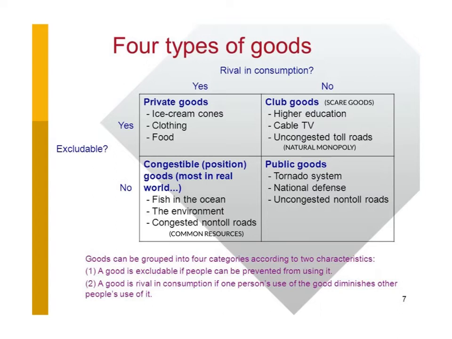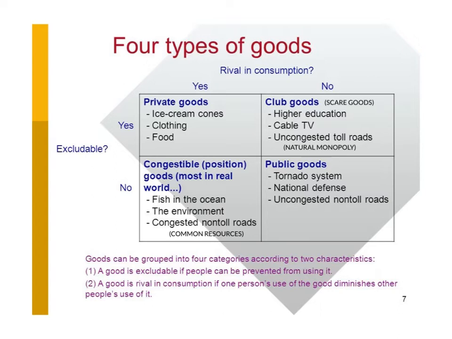Let's look at the four types of goods individually. First of all, private goods. And private goods would represent pretty much most of the goods that you and I consume. A private good is both rival and excludable. Therefore, if the good is both rival and excludable, it is considered to be a private good. That is why most private goods will have a cost attached to it or a price attached to it.